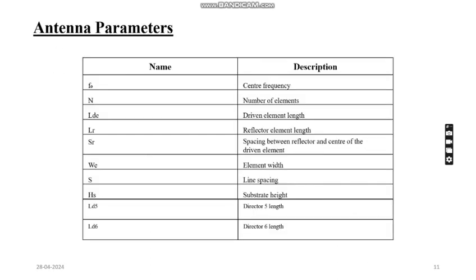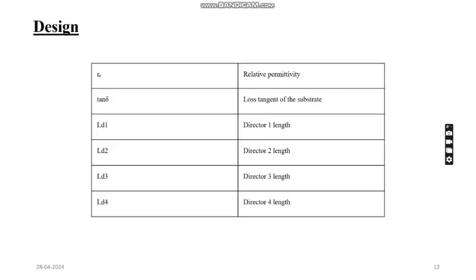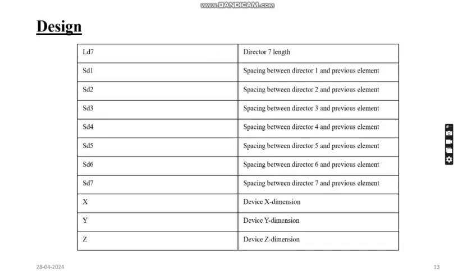In these antenna parameters, f0 is the center frequency, N is the number of elements, and LD is the driven element length, where S is the spacing between the dipoles. There are totally 6 dipoles: LD5, LD6, and LD1, 2, 3, 4, where tan delta is the loss tangent of the substrate. That is also a design parameter for the antenna.